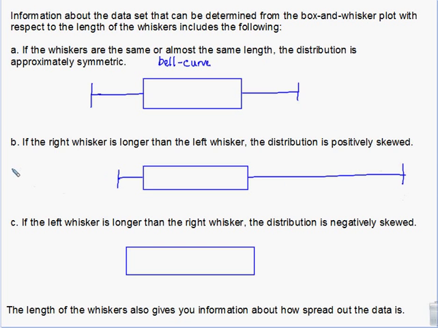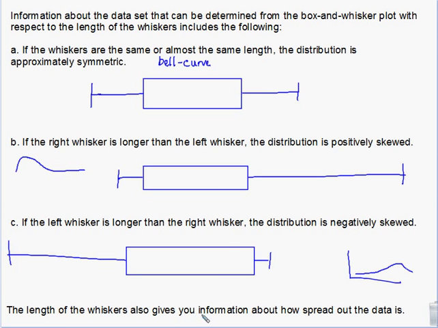So this again would be that kind of a curve. And then if the left whisker is longer, we're negatively skewed, which again is going to be like on our distribution if the curve would be over here, because we have some outliers on the negative side pulling our data further than it really should be going.